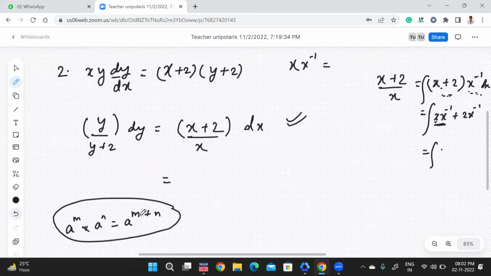If you have the same exponent, it's 1, so here you'll get 1 minus 1. So this is just x to the power 0. This is just 1.